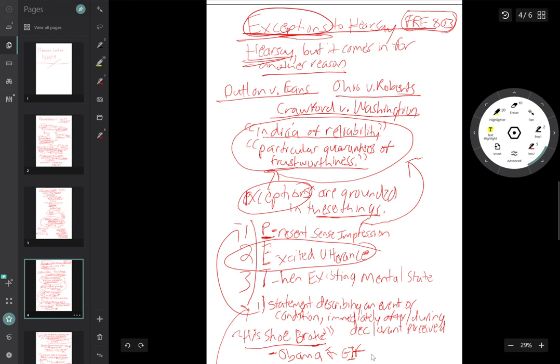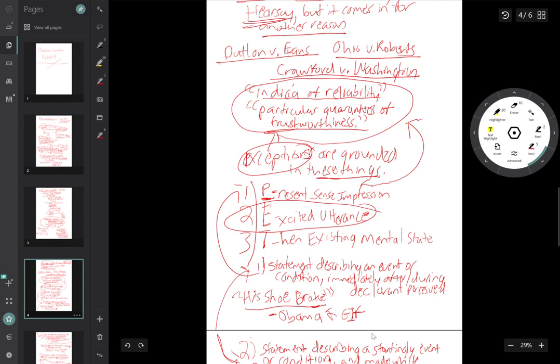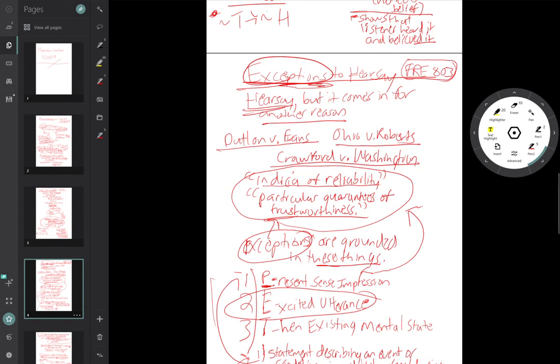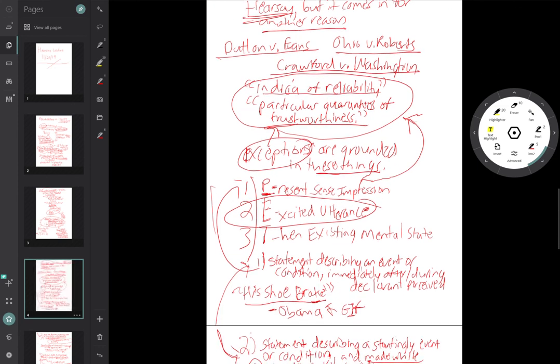When you say something is an exception to hearsay, it is hearsay, but it comes in for a different reason. So don't say something falls under an exception, like one of these, and is therefore not hearsay. That's wrong. It is hearsay, but it's admissible because it falls under the exception. Yes, hearsay is not admissible generally, but that doesn't mean there aren't particular examples where it could come in. Insofar as there are well-grounded exceptions with indicia of reliability, or guarantees of trustworthiness, they come in.